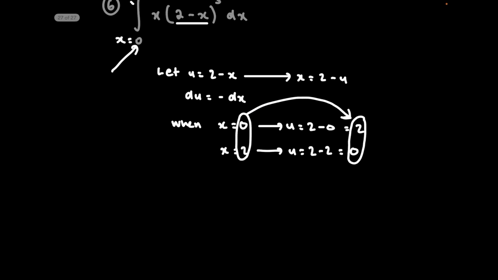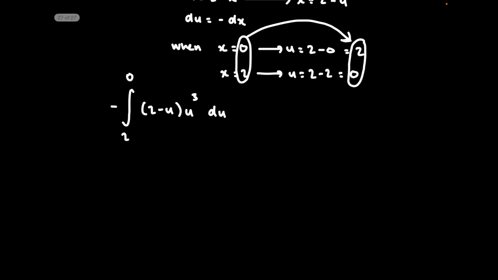Our new equation becomes the integral from 2 to 0 of (2 minus u) times u to the power of 3 du. In fact, it's negative du, so times negative du. But I just hate scalar multiples inside the integral, so I'm going to write du here and put a minus 1 out the front of the integral.